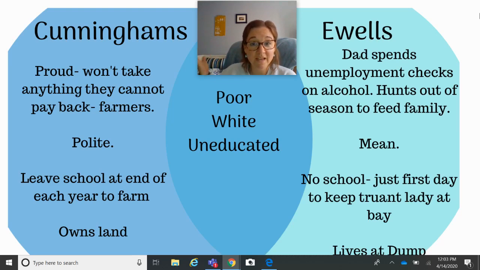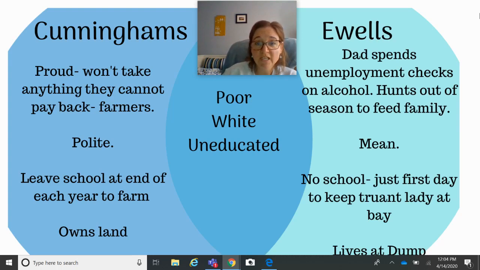So over here on this side, we have the Cunninghams and some of the details that we learned about them in these chapters. They're very proud. They won't take anything that they can't pay back. And they're polite. The reason why they leave school, the reason why they're uneducated, is mostly because the kids have to leave at the end of the year to help with the harvest. So they miss a huge chunk of the school year each year. But they own their land.